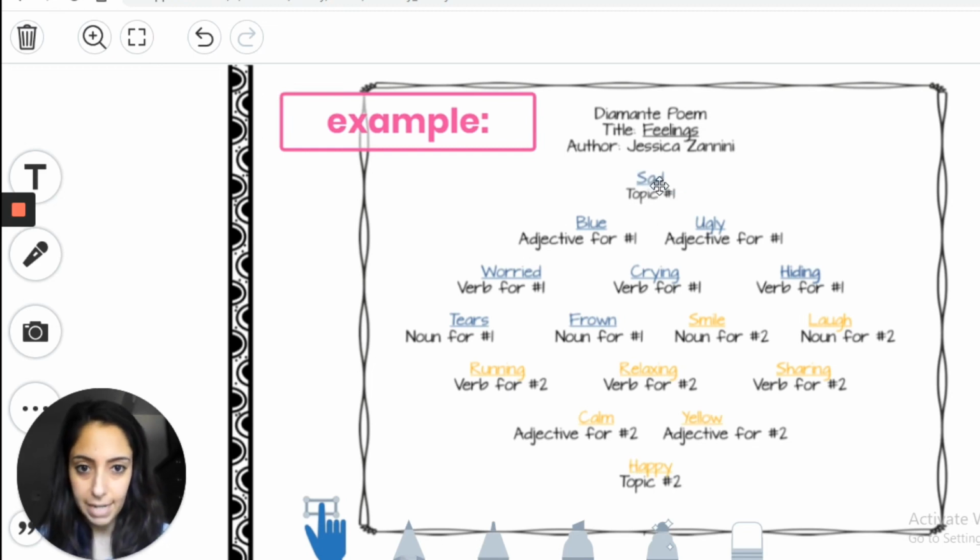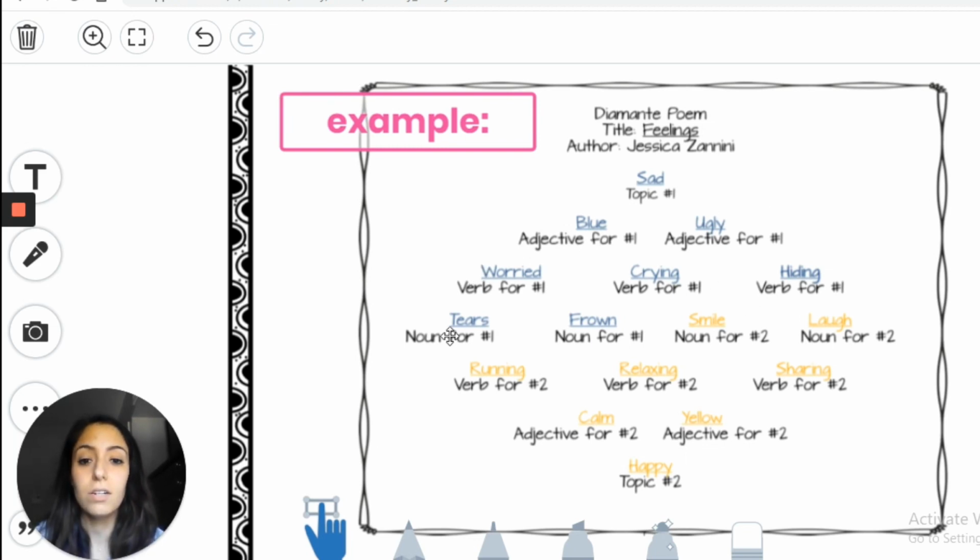So the first topic is sad. And then in the second line, you have adjectives. Everybody say adjective. So remember, adjectives are words that describe. So in this case, you're trying to think of words that describe sad, and the author chose blue and ugly. Those are both words that, to her, describe what it feels like to be sad. So those are both adjectives. There's 2 words, and that line is complete.